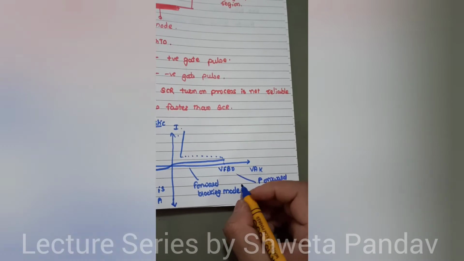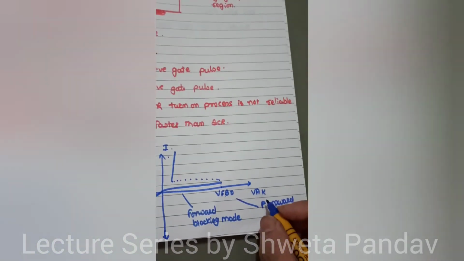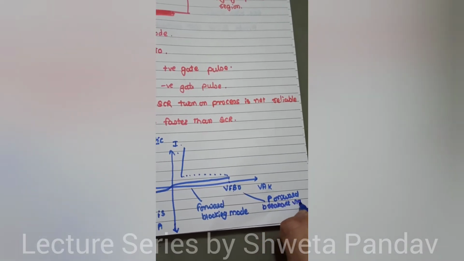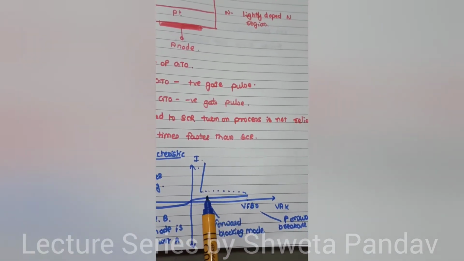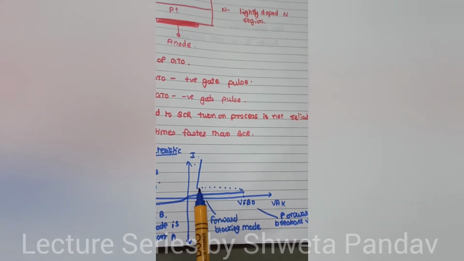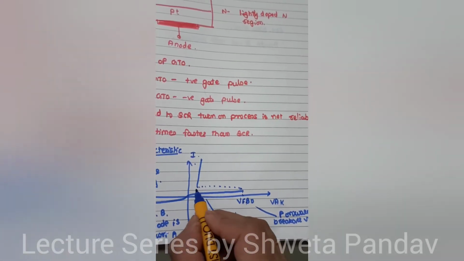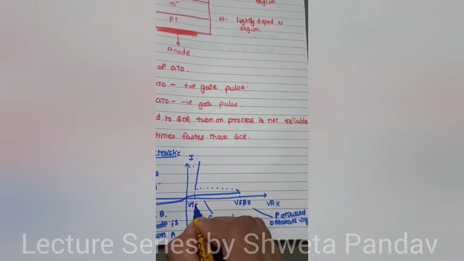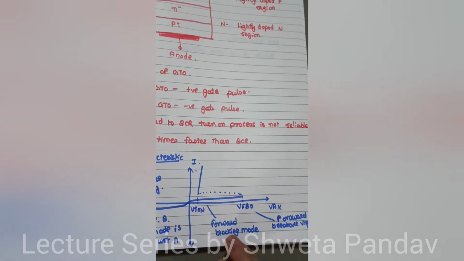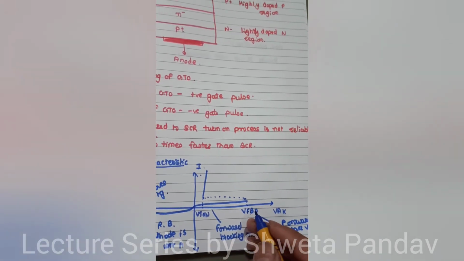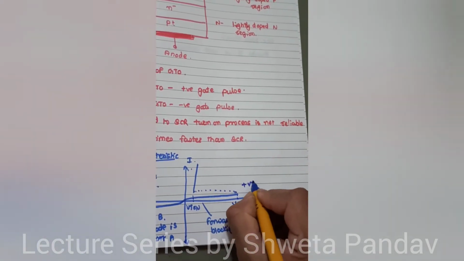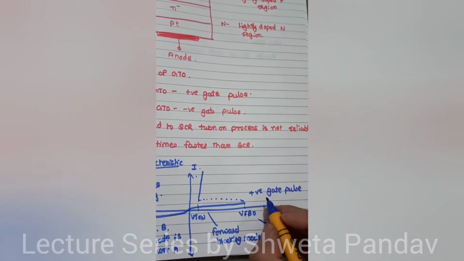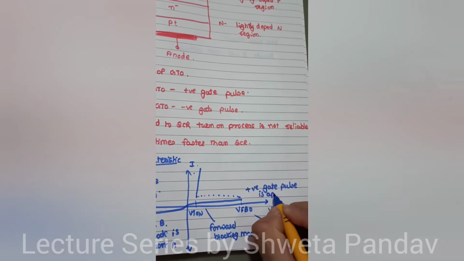Forward breakover voltage, and this region is called the transition region, and this voltage is called the turn on voltage of GTO. Whenever a positive gate pulse is applied, the GTO is turned on.